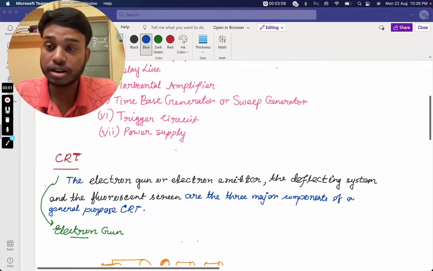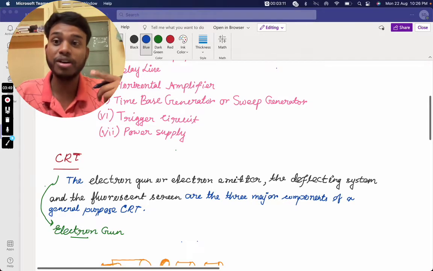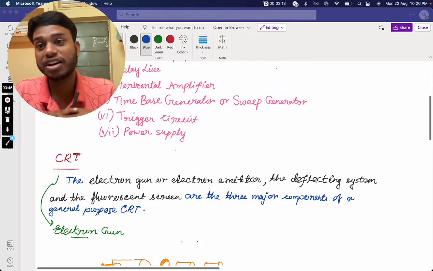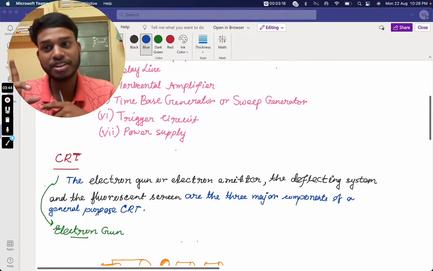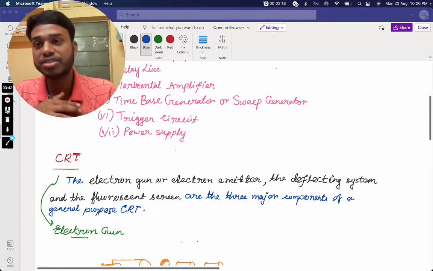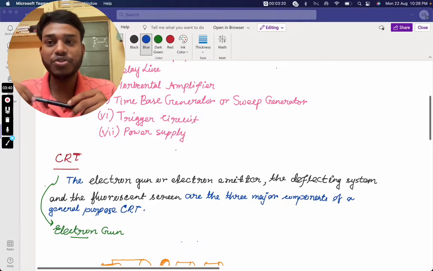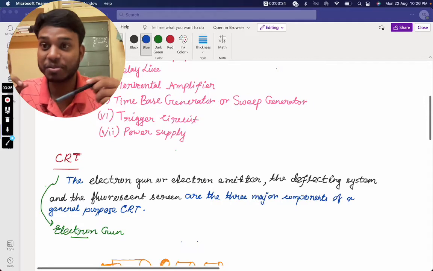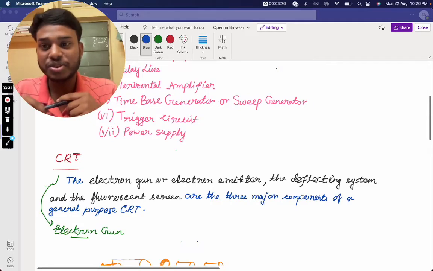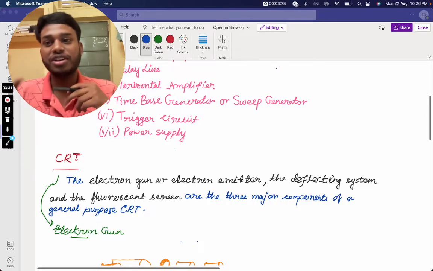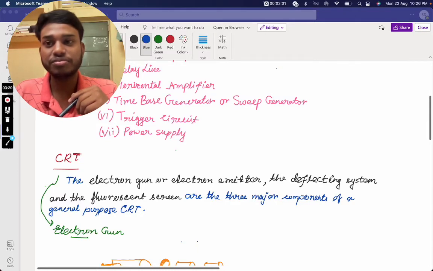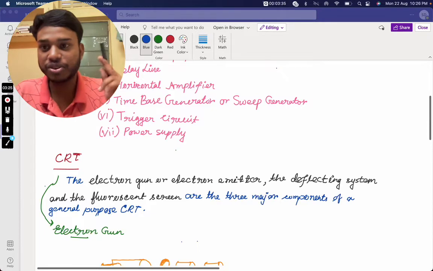You have heard about CRT before. Remember when you heard about CRT? In your class 11th, when you were reading the atomic structure chapter, you first heard about CRT, in one of the atomic models. Remember that. So basically, that was the first historical use of CRT.